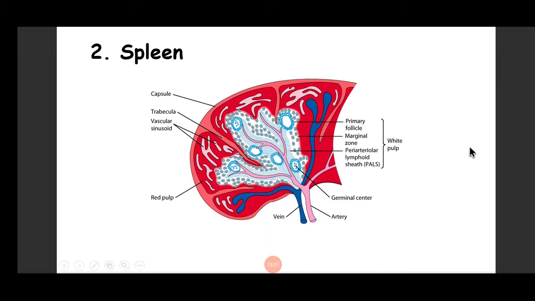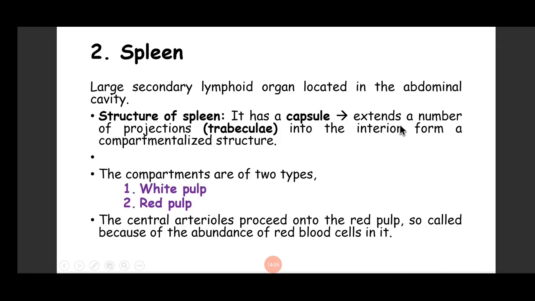The second important peripheral organ is the spleen. It is present in the abdomen, as I think you know, and it is somewhat similar to a lymph node, besides the fact that it has another area called red pulp.